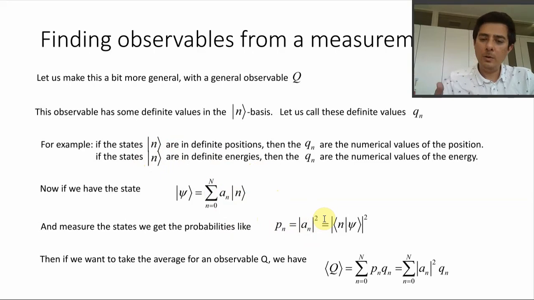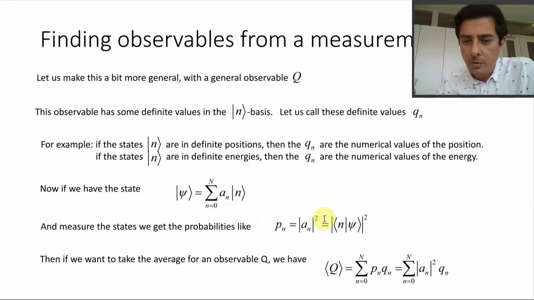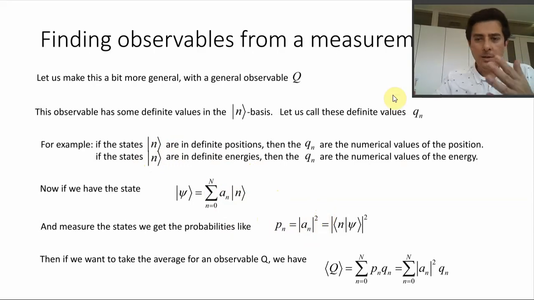And then if we wanted to talk about what's the average value of this Q thing, position, energy, whatever it is, then what we do is we take these probabilities, multiply them by these values that we defined, and then just sum over all the different cases, right? And these probabilities, of course, have to add to 1. So we just end up with this sum, or if you like, we can write it in this way.